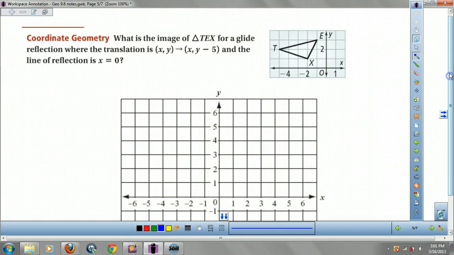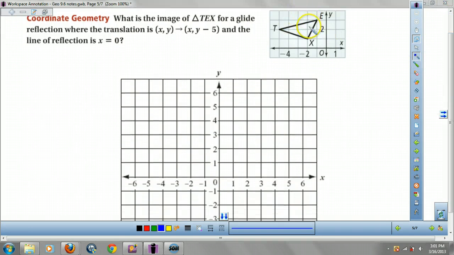I have to redraw this triangle. Let's draw a text first. Good old text. You know they say things are bigger in Texas, but this is a small triangle. E is -1, 3. X is -2, 1. T is -5, 2. Okay, so we're going to reflect across x equals 0, also known as the y-axis.